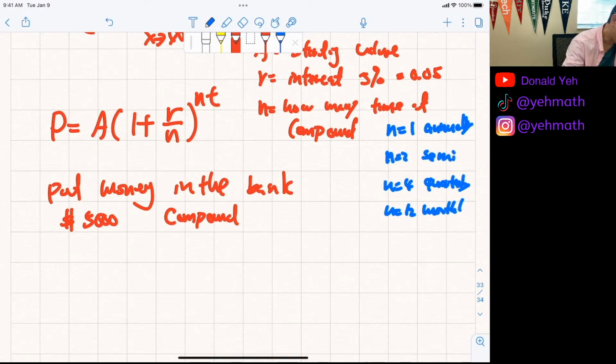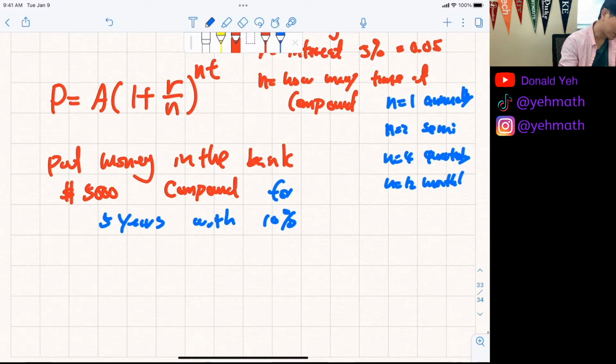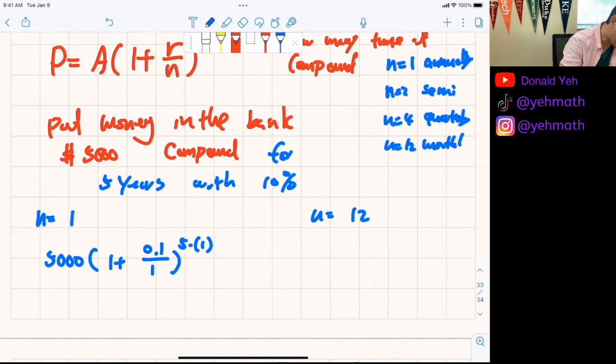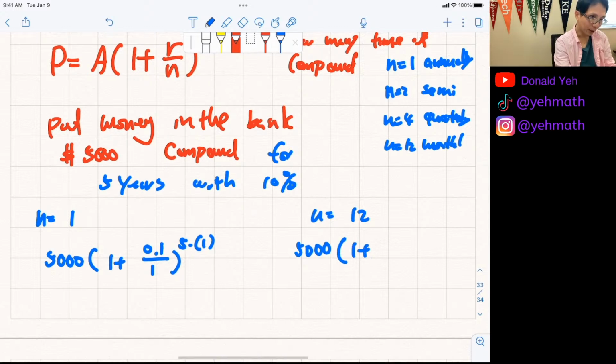So let's talk about 5 years. What kind of interest do you want? Let's make your life easy, 10%, which is really high. A bank does not give you 10%. So let's compare n equal to 1 versus n equal to 12. The way you plug in this calculator is 5,000 times (1 plus 0.1 divided by 1) to the 5 times 1, and that's n equal to 1. Compared to n equal to 12, t is 5 years, so it's 5 times 12, and it's going to be 0.1 over 12.